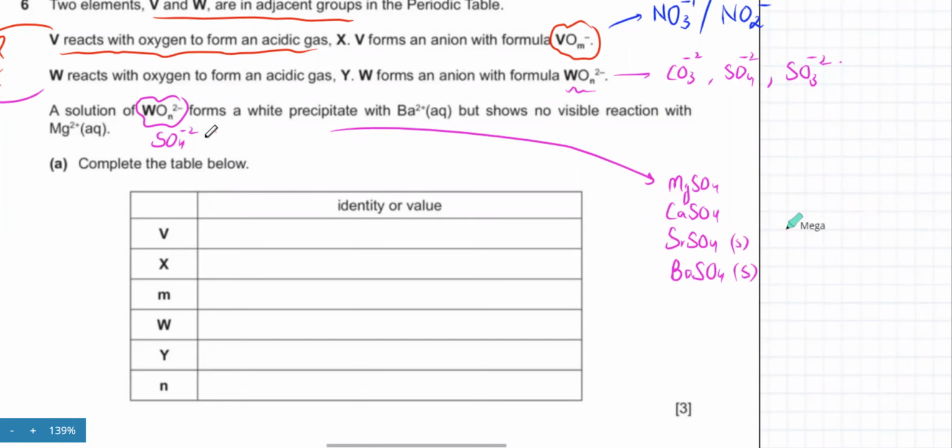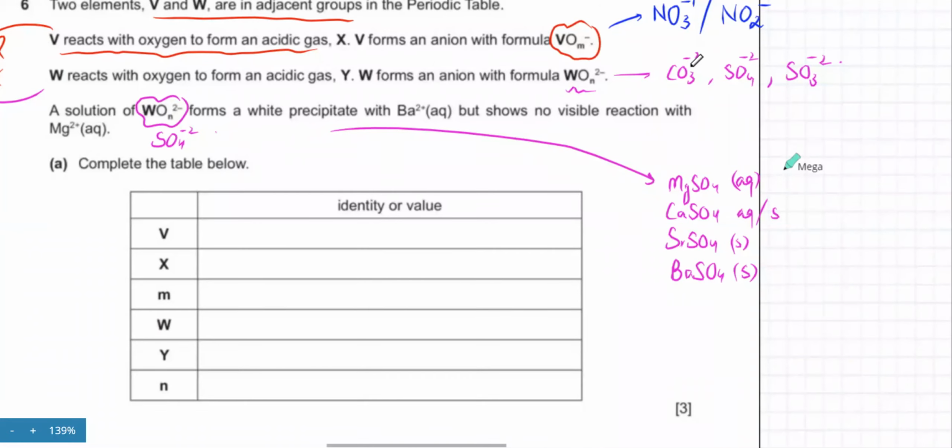So the last two are going to form a precipitate. Calcium sulfate is partially soluble, so some of it would dissolve, some of it would not. The first one would dissolve. So the question states that the sulfate ion forms a precipitate with barium ions, which means barium sulfate is insoluble, and the sulfate ions have no visible reaction with Mg2 plus. This is something that you have studied in your course.